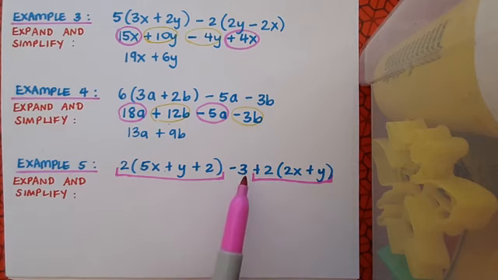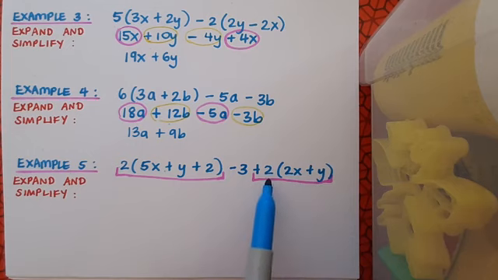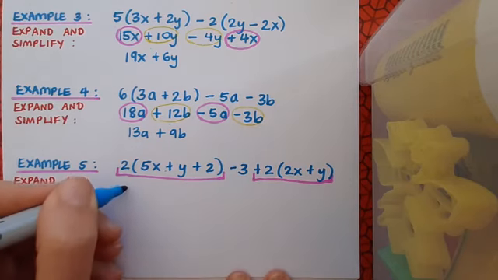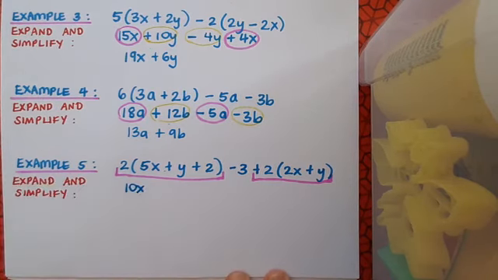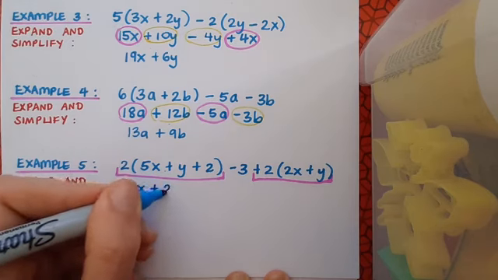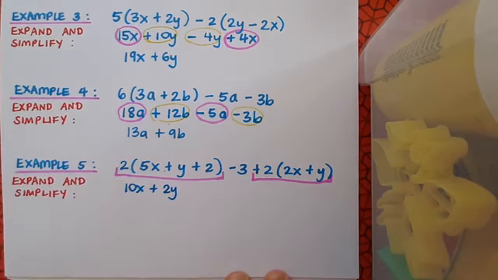So this minus 3 won't do anything for the minute. It's still part of the expression. I'll still have to write it down, but it's not going to get really involved in the working out until the next line. It's important also to bear in mind that we only multiply a bracket by the term that comes directly in front of it. So when multiplying out here, we're going to get 10x plus 2y plus 4.